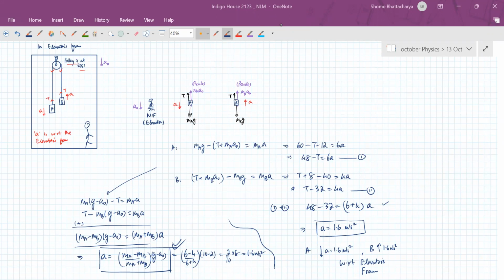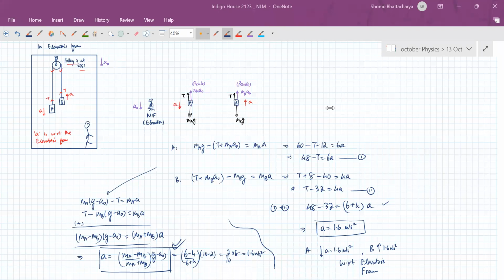Ayan asks whether pseudo force is more than a reaction force. Now, it is a force that acts because of the acceleration of the frame. Okay, it acts because of relative acceleration or because of relative motion.